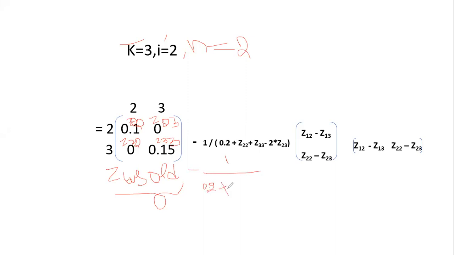Plus Z22, where ZII means i is equal to 2. What is the Z22 value? That is 0.1. Substitute: Z22 value is 0.1 plus ZKK, where KK means Z33, and Z33 is equal to 0.15, minus 2 into Z23. What is the Z23 value? The Z23 value is 0.